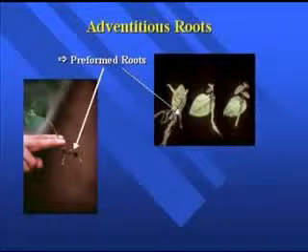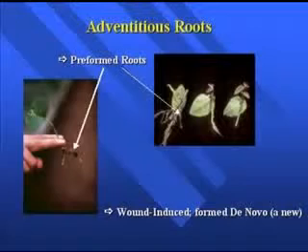Some of the ivy, for instance, pothos to your left there, again in the area of the leaf axil, in the area where you've got an axillary bud occurring there, that's where you're also going to find roots that are preformed in the normal development of that shoot system.